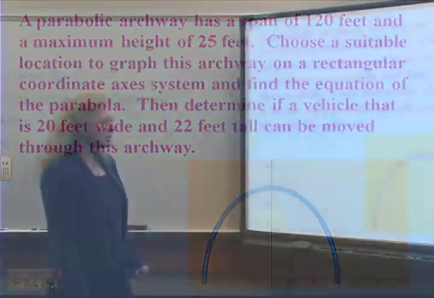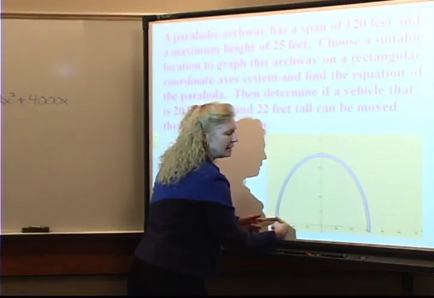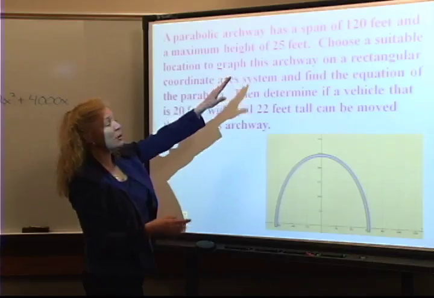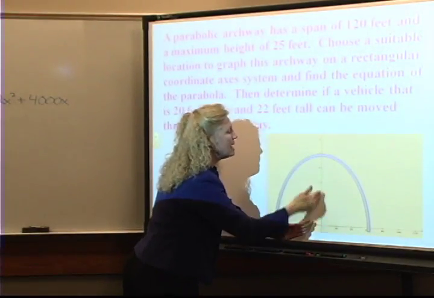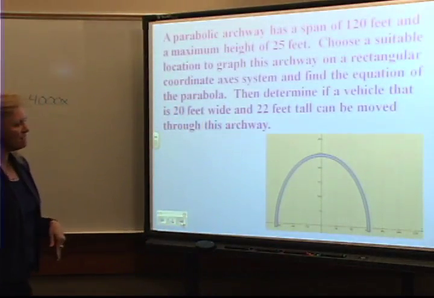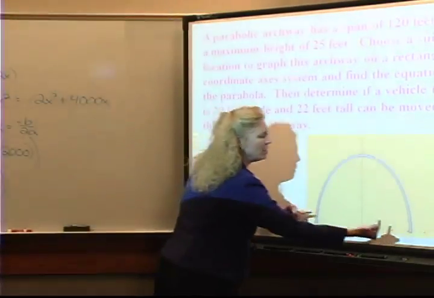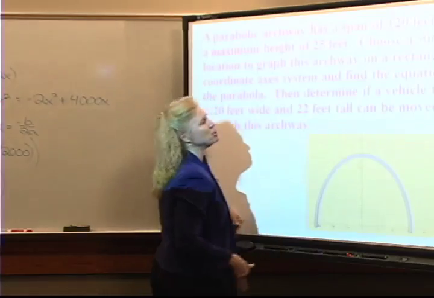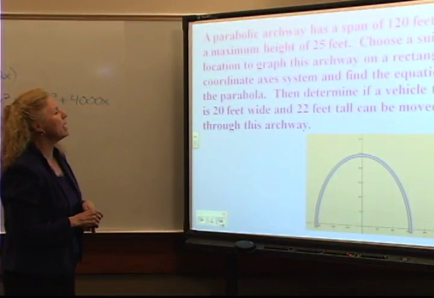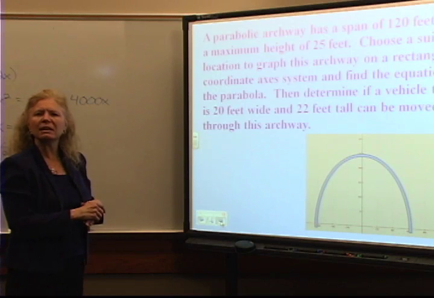Okay? I think it works out really nicely to have that 60 each way. You realize that since it's 120 feet wide, from the center it's 60 over each way, and then we're up 25 feet. And even though my arch isn't fitting perfectly there, the 120 is the inside measurement, and the 25 is also an inside measurement. Okay. Now, I've got them located, and I said, find the equation.